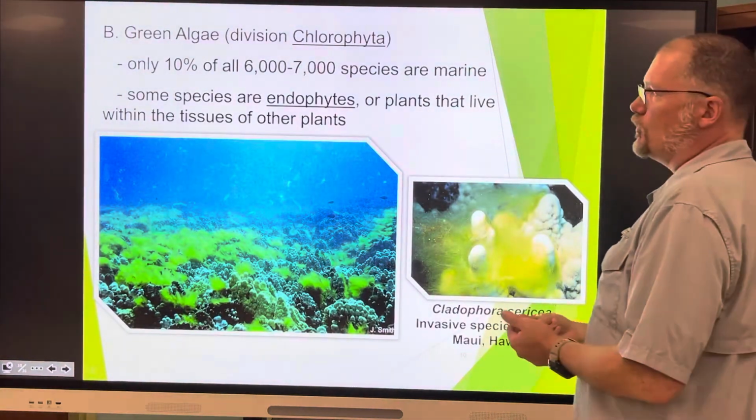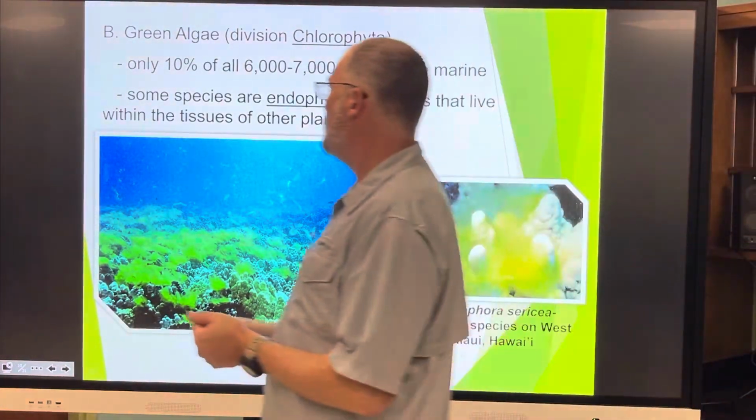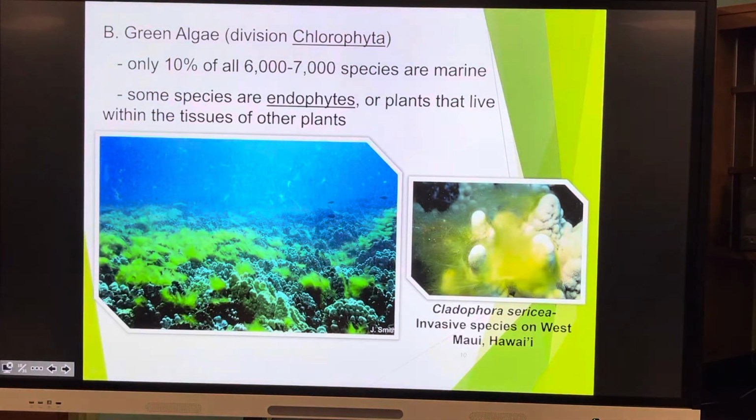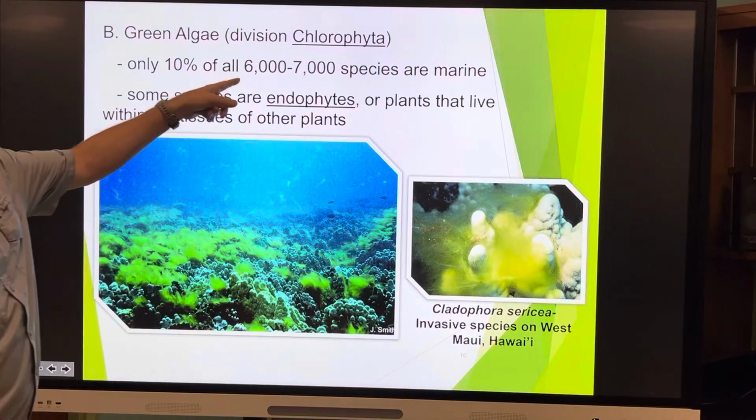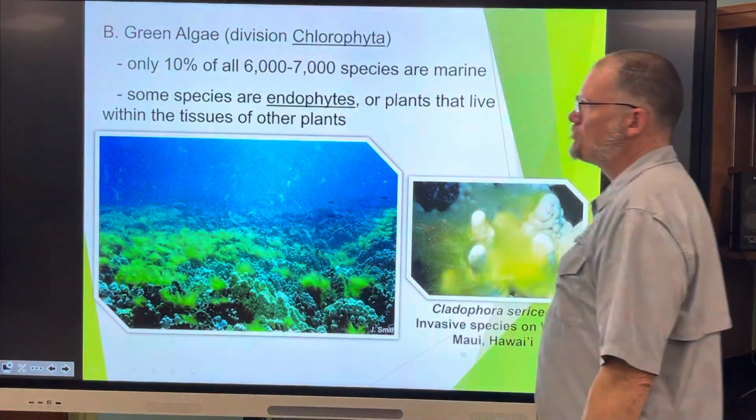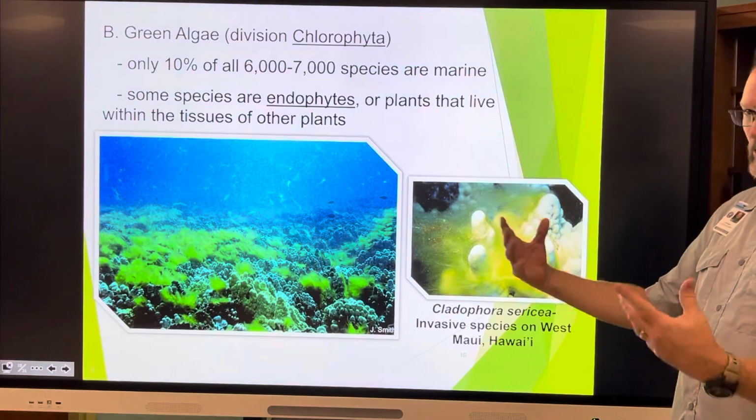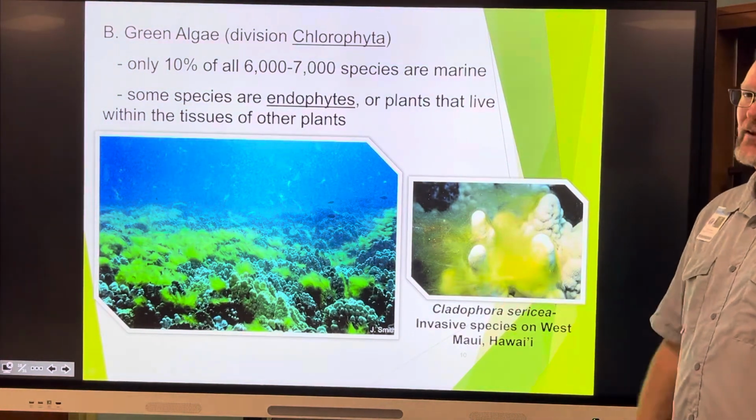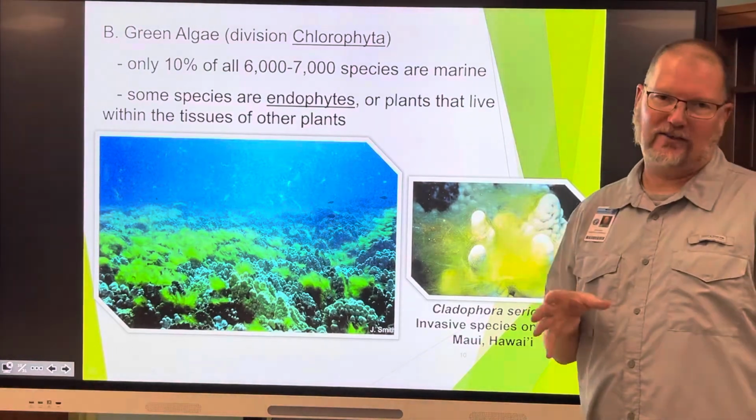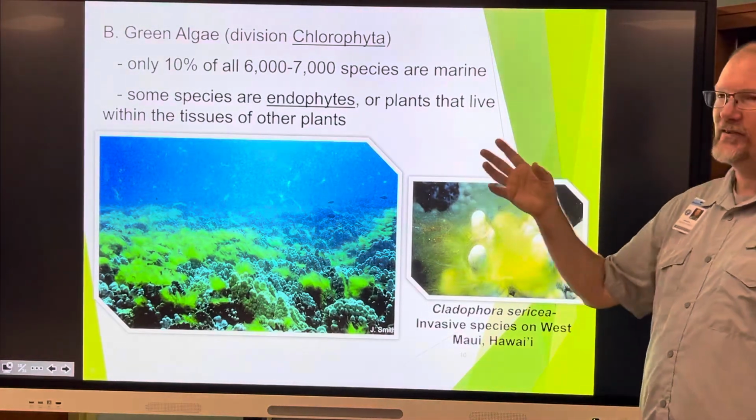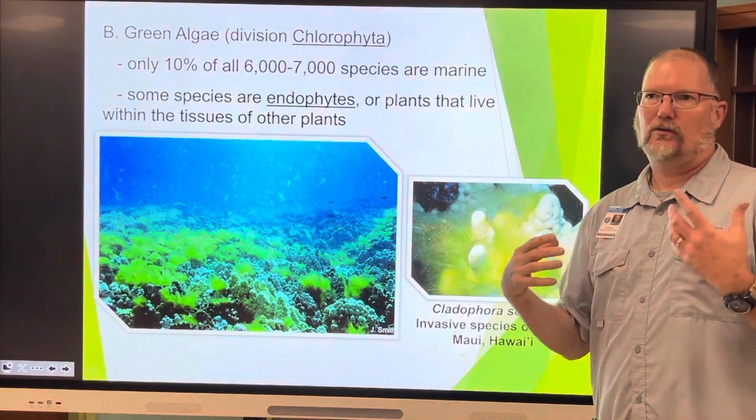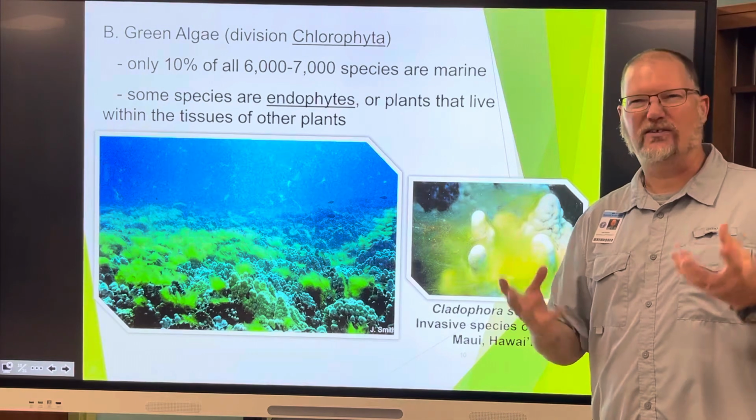Now, green algae is called chlorophyta, and only 10% of green algae is marine. There are 6,000 to 7,000 species of total green algae, but only 10% are marine ones. Some of them are called endophytes, meaning that they're plants that live in the tissues of other plants. They're almost like parasites, but not quite.